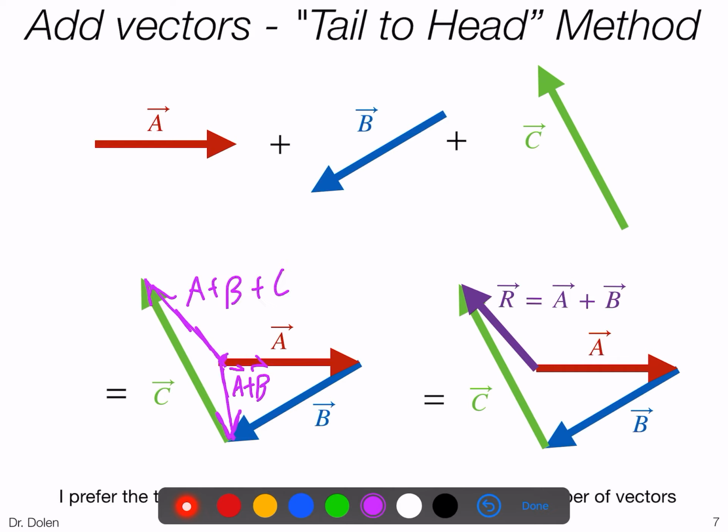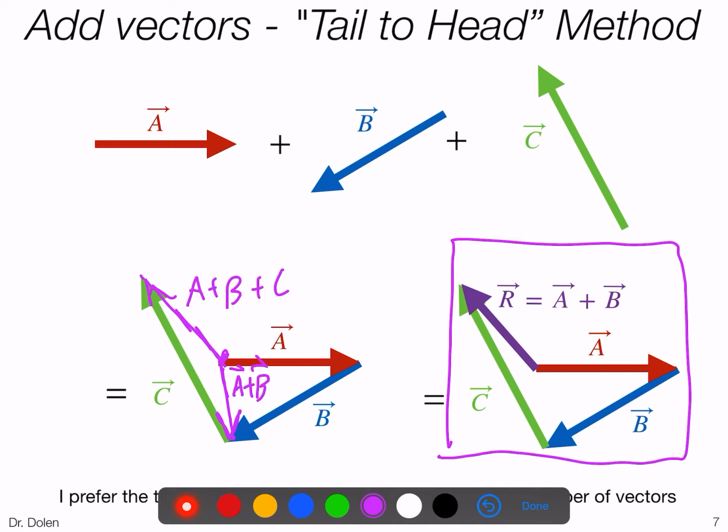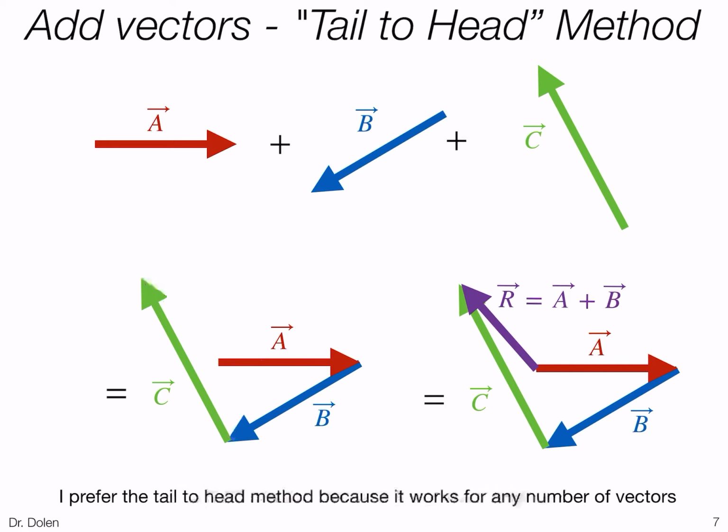I start at the tail of A and point to the head of C, okay? And so that's what I've drawn in here in full detail with the tail to head method on the right, okay? So the tail to head method is going to work no matter how many vectors you have, okay?